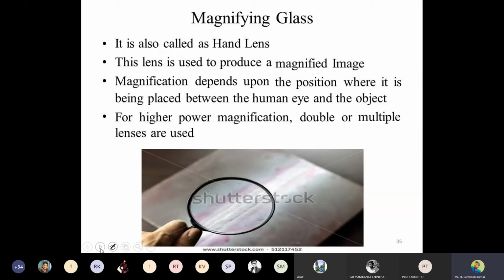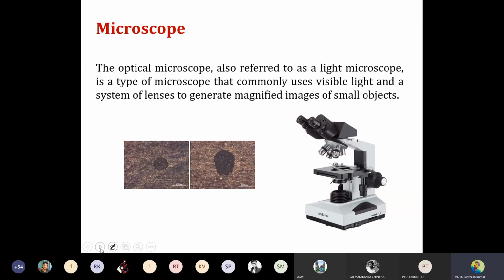In case you're going for a microscope, here majorly we are going for optical microscope. We are not going for electron microscopes, which give much more magnification, in terms of lakhs. But whatever the optical microscopes, they give around 10x to 1000x magnification.